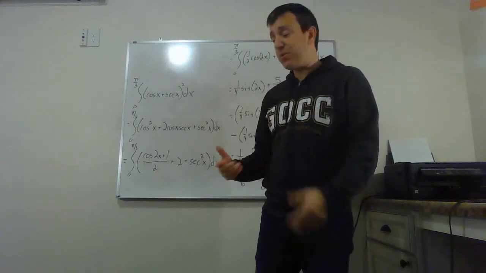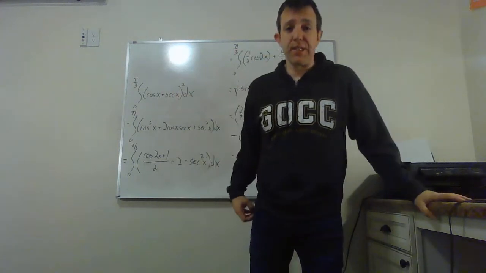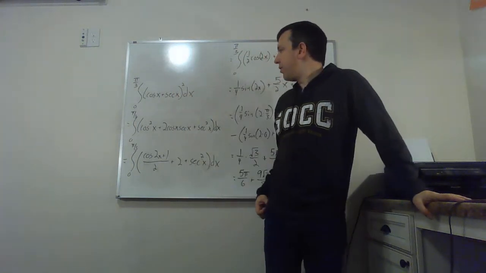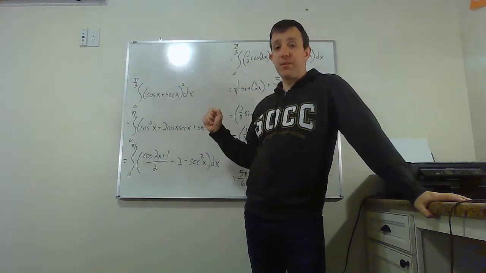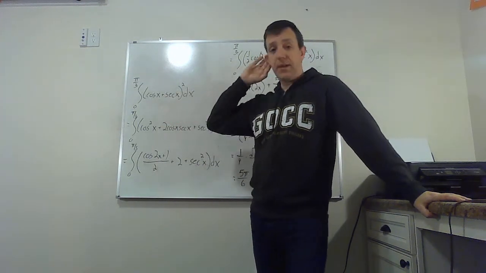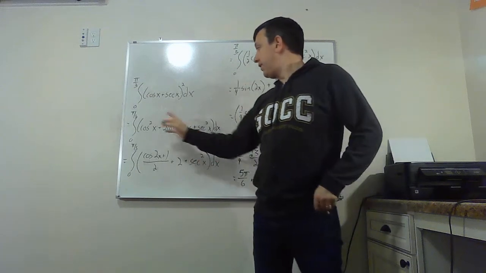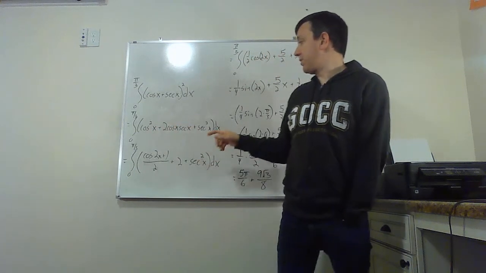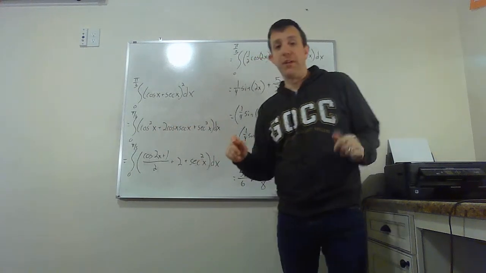We have a binomial square where we have trig functions on the inside. We can't do that yet. So instead, we have to actually expand the square. If you multiply cosine x plus secant x times itself, you get cosine squared x plus 2 cosine x secant x plus secant squared x.